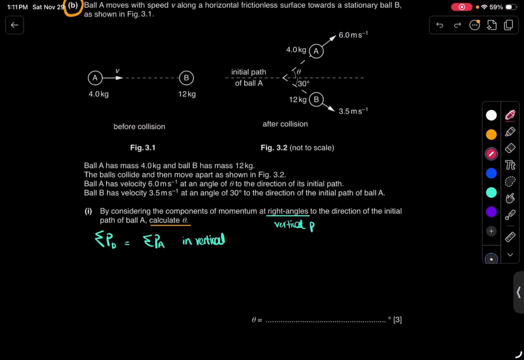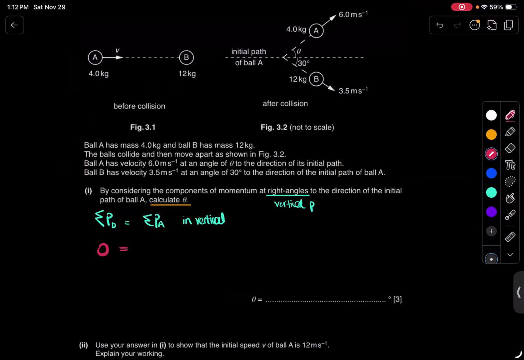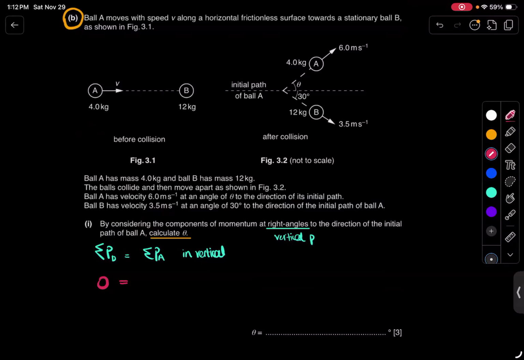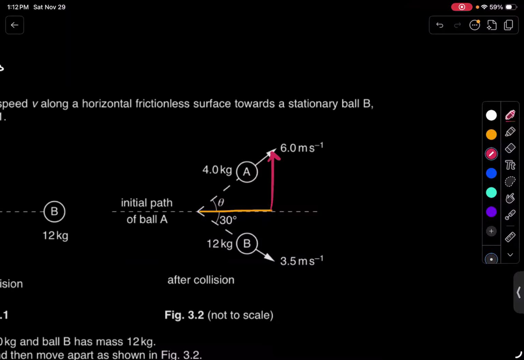There's no vertical momentum. It's zero, because this is only moving horizontally and B is not moving at all. So there is no vertical velocity, no vertical momentum before collision. What is the total vertical momentum after collision now? This is going to have a vertical component, right? And what is going to be the vertical component? It's going to be this value. You can draw the red one over here or over here. So let's draw it over here. What is this going to be?